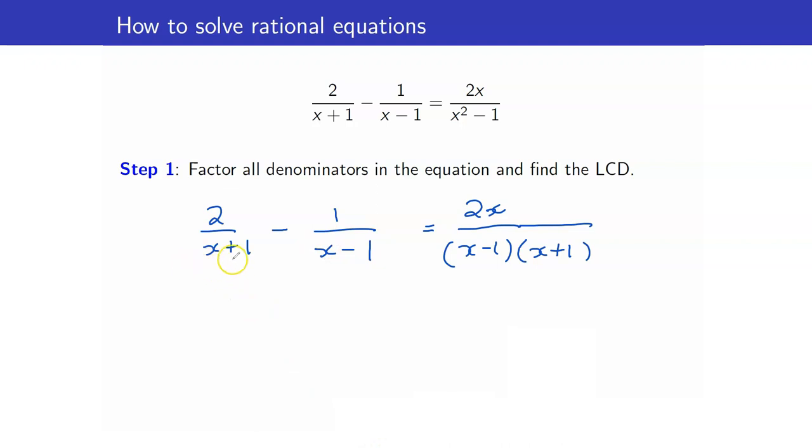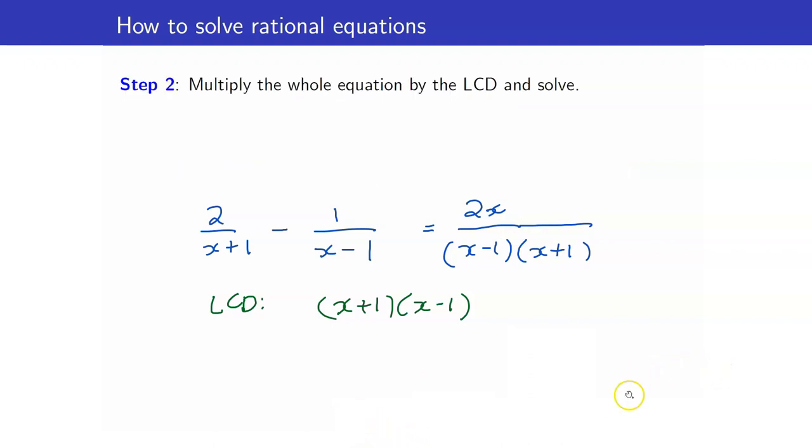What is the LCD of x plus 1, x minus 1, and x minus 1 times x plus 1? To get the LCD, you just copy the factors. You have x plus 1, x minus 1, and then if there is an exponent, let's say you have x minus 1 and x minus 1 squared, you just copy the one with the higher exponent. So if this is the case, I will make this x minus 1 squared as well. Let me put it back to the original. There you go. That is the LCD.